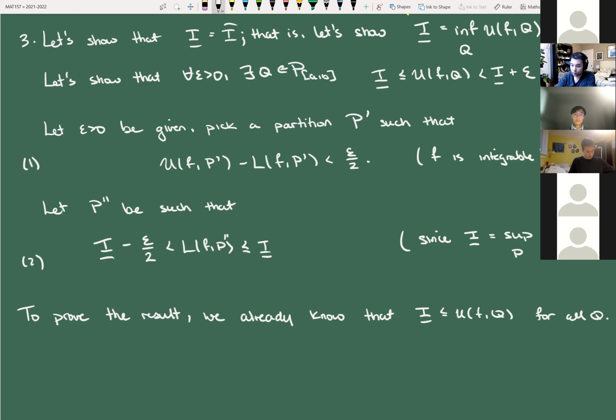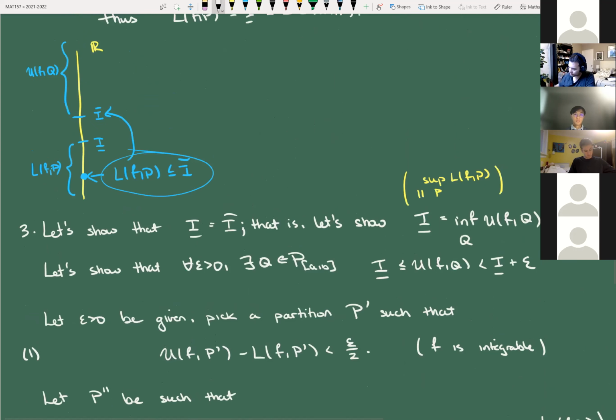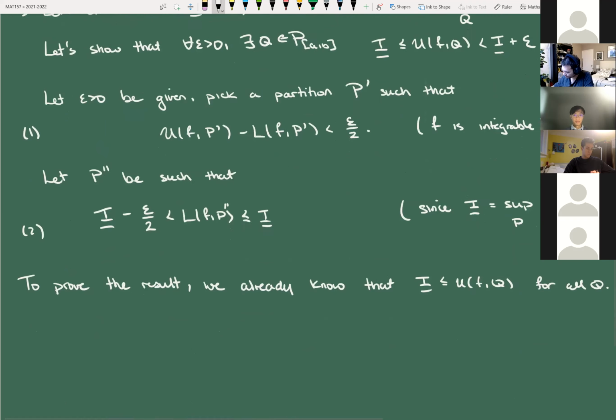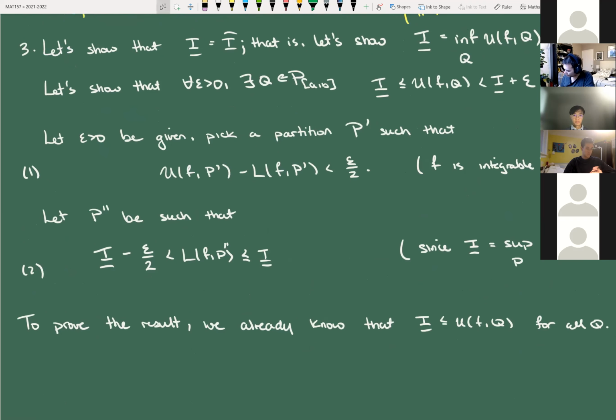So again, let me remind you of why this is true, why we know that the lower integral is already less than every upper sum. I'm going to just scroll up to this picture. Remember? So the lower integral, that's that guy right there, is already beneath all of the upper sums. That just automatically has to be true. So that part is universally true. It's true for every single partition, so there's nothing to prove there. So we already know that the lower integral is always less than or equal to UFQ for all Q. We just need to show the other part.